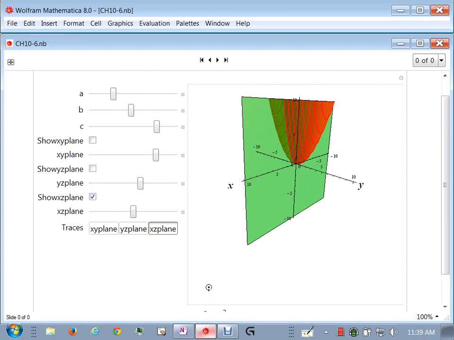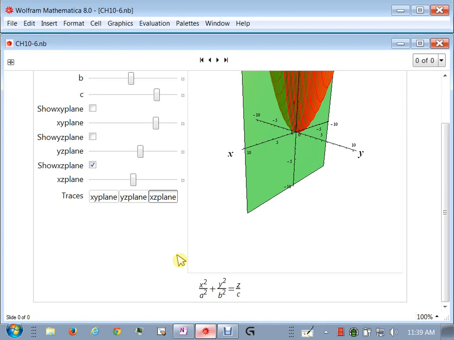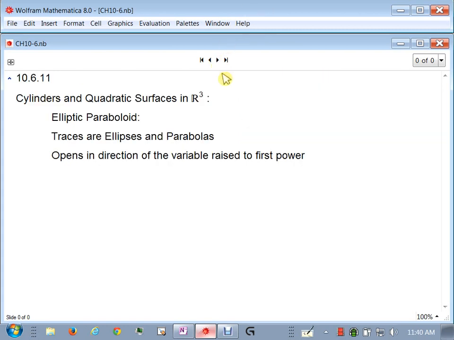Correct, yes. So the main characteristic of an elliptic paraboloid is that you have all variables present. 2 of the variables are squared, 1's not. And then you have to have the format of addition between the ones being squared and the other variable on the other side.